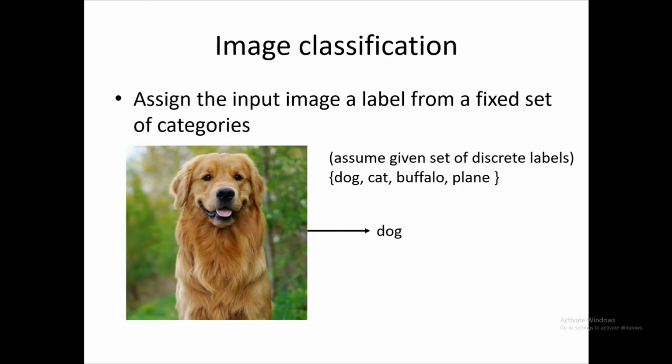That means when you are doing image classification, your system receives some input image, which is this cute dog in the example, and the system is aware of the predetermined set of categories or labels, which may be dog, cat, buffalo, or plane. The job of the computer is to look at the picture and assign it one of these category labels. Here we can see the computer receives this picture and assigns its category or label, which is dog.